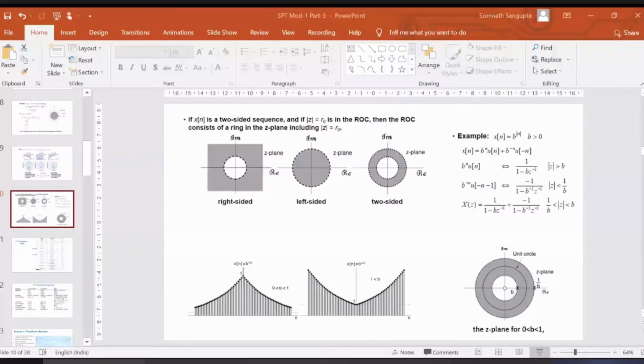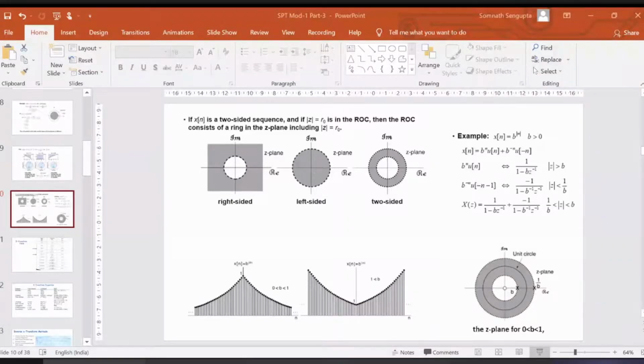Similarly, for anti-causal sequence, the ROC is the interior of a circle of radius a, mod z less than mod a. These things have to be kept in mind always throughout the study of signal processing. Causal, anti-causal: in case of causal, exterior of a circle; in case of anti-causal, interior of a circle. Those are the ROC.